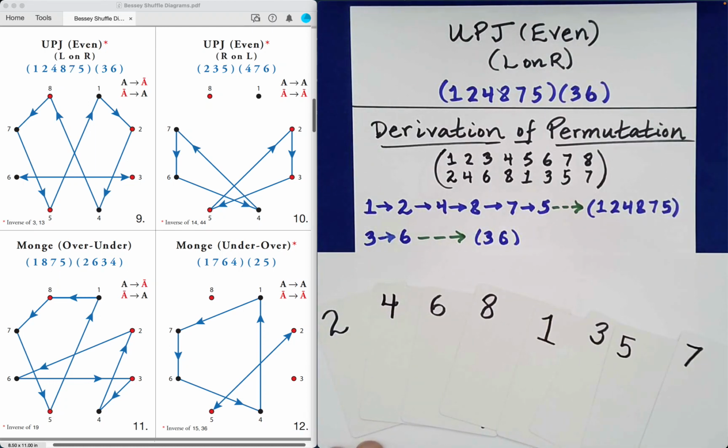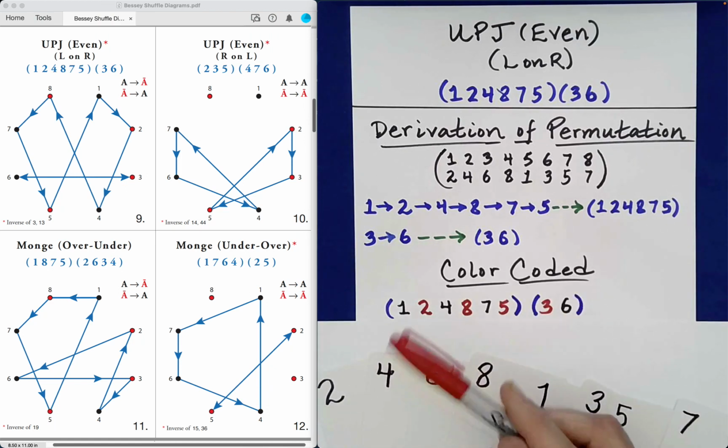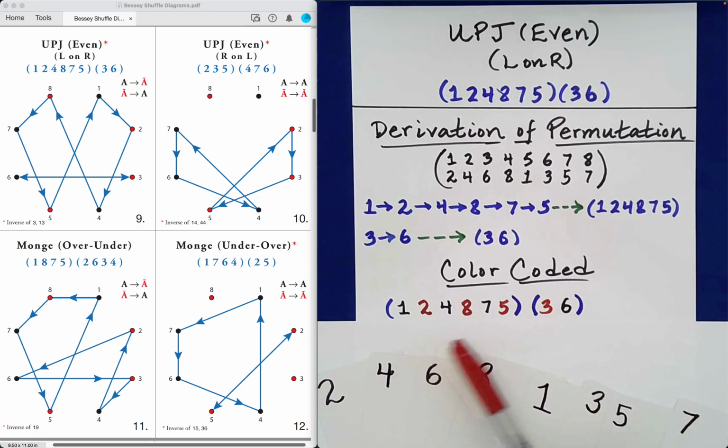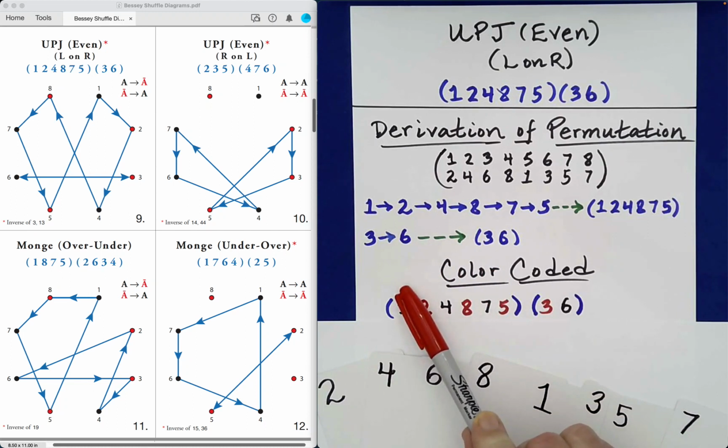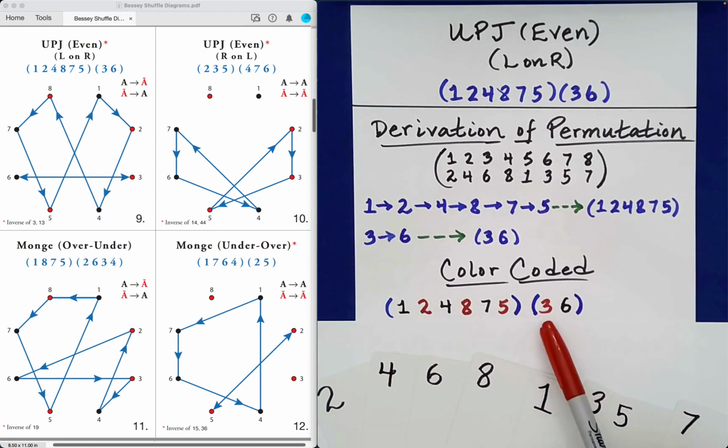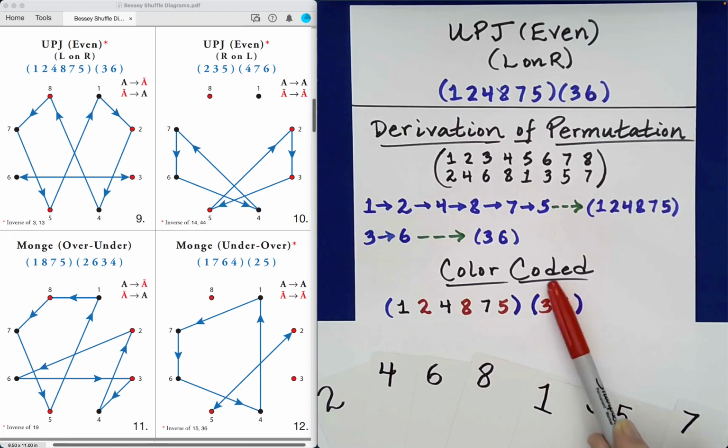Now if we color code the cycle notation of our permutation, we obtain the following. So remember, 1, 4, 6, 7 have been color coded black. 2, 3, 5, 8 have been color coded red. So we have black 1 being sent to red 2, which is sent to black 4, which is sent to red 8, which is sent to black 7, which is sent to red 5, and that wraps around and gets sent to black 1. Over here for the transposition, we have the red 3 being sent to the black 6, which gets sent back to the red 3.